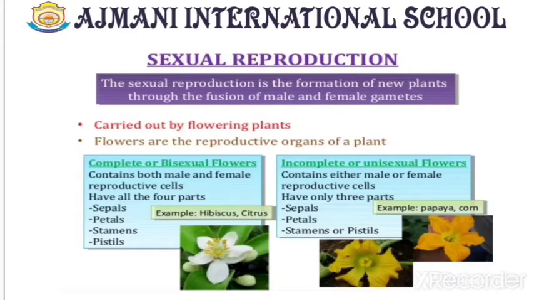The flowers are hence the reproductive organs of a plant. The flowers can be categorized into two types. The first is called complete or bisexual flowers and the second is called incomplete or unisexual flowers. Those flowers that contain both the stamen and the pistil are bisexual flowers, such as rose and hibiscus. But those flowers that contain either a stamen or a pistil are called unisexual flowers, like corn and papaya.